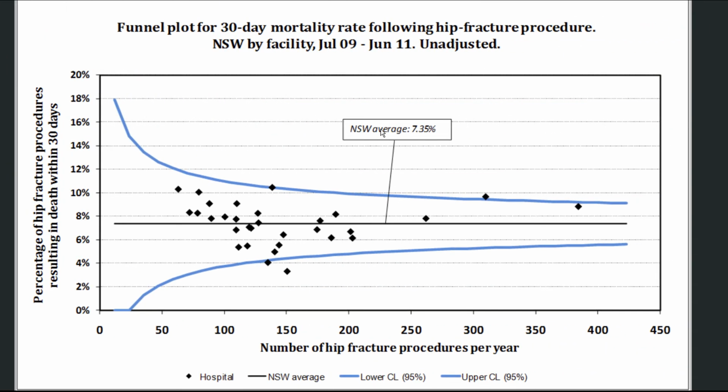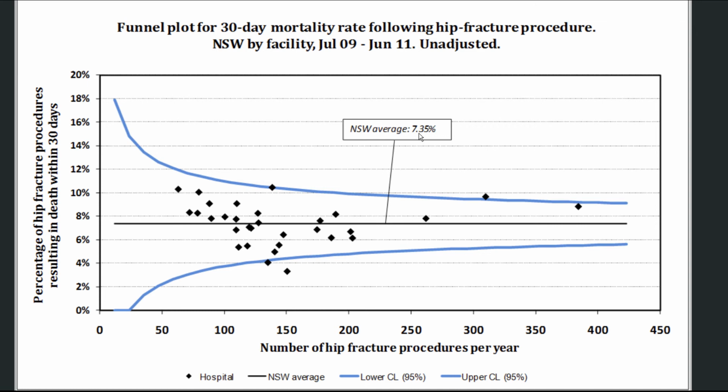And finally, here's another way of showing confidence intervals in a paper that I've put together some years ago now. It's a bit old, but the funnel plot is a classic way of showing confidence intervals. Here we have the number of hip fracture procedures done per year. So each of these dots are hospitals in New South Wales. And on the y-axis here, we have the percentage of the procedures resulting in death within 30 days. So we've got the average for New South Wales, 7.35%.